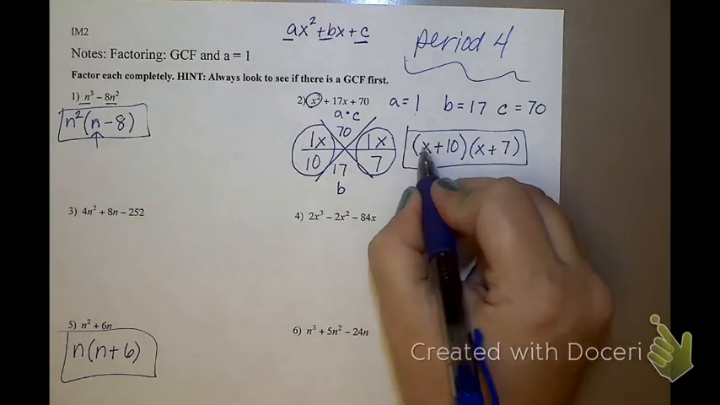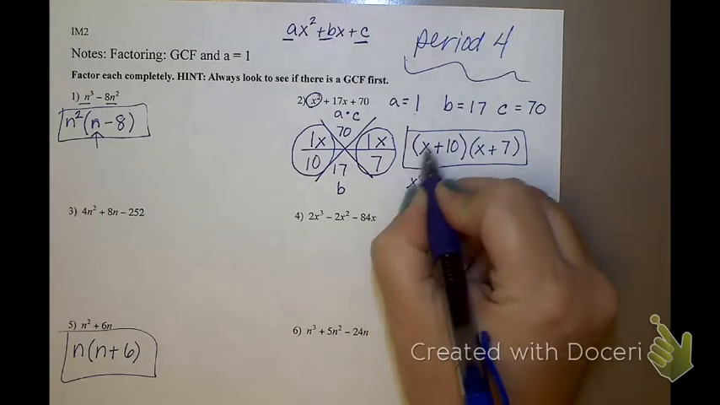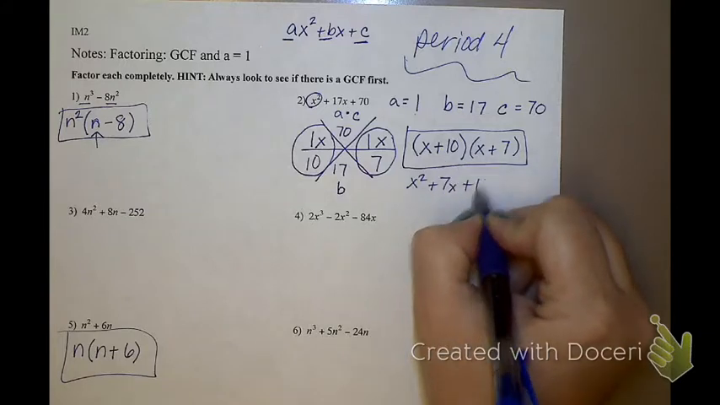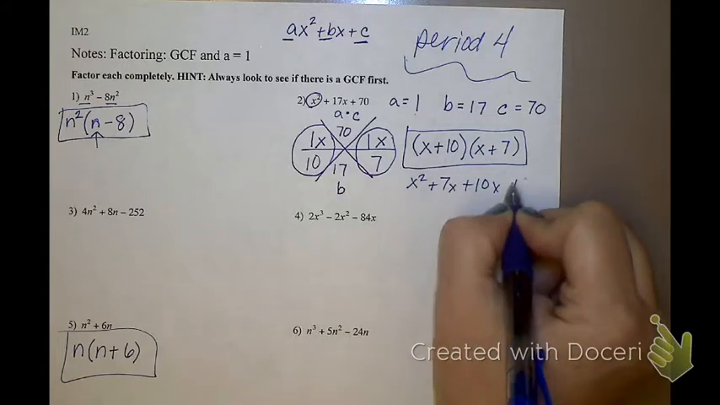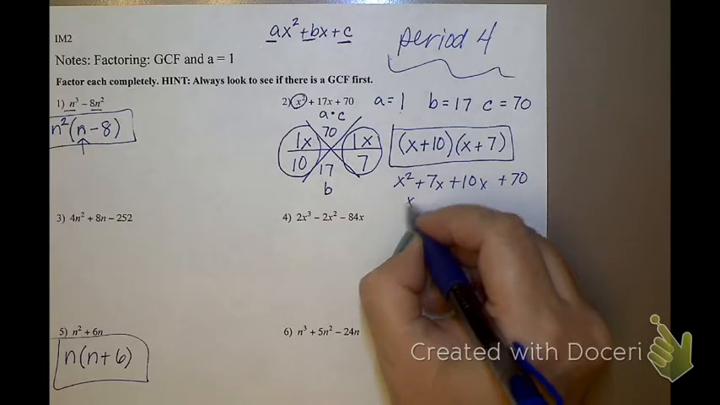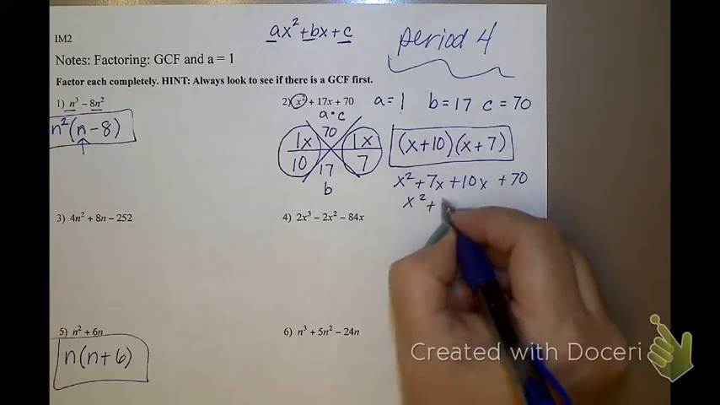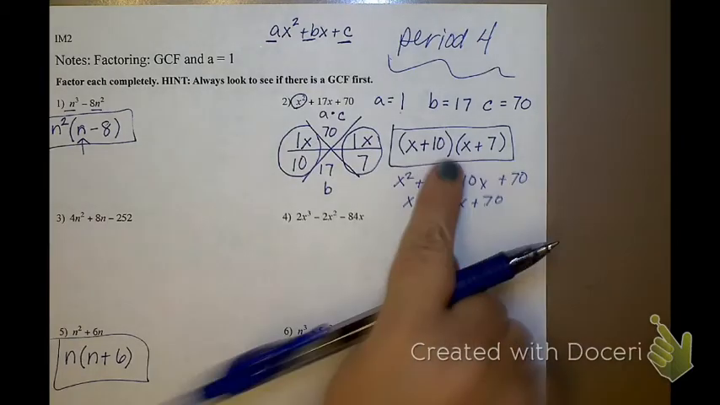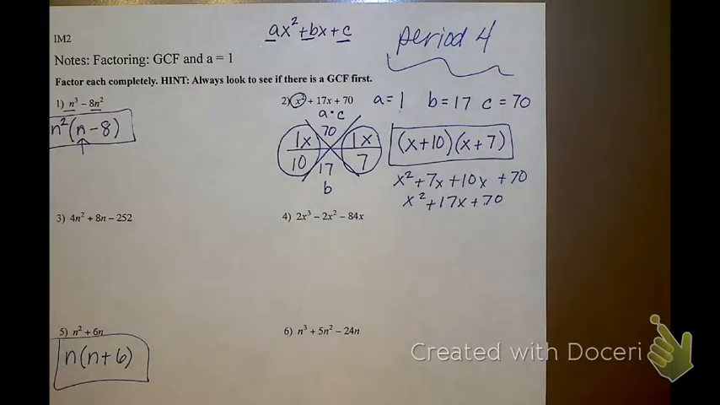I'll prove it to you. X times x is x squared plus 7x plus 10x plus 70. And if I combine my like terms, x squared plus 17x plus 70, that was the original problem, so my answer is correct. Okay? We are just going to practice that snowflake over and over and over again. That's it. That's the snowflake. Okay?